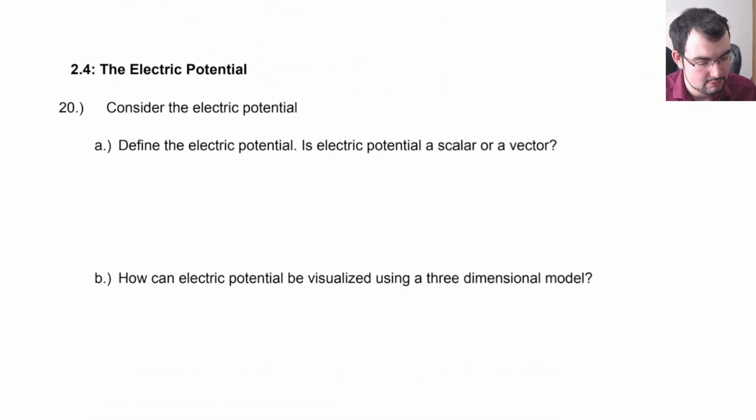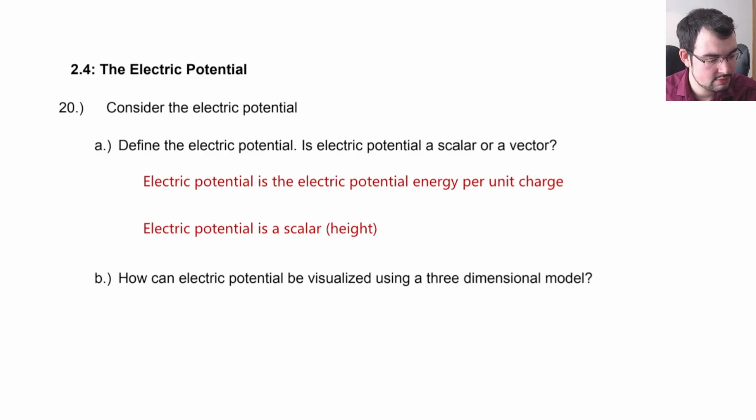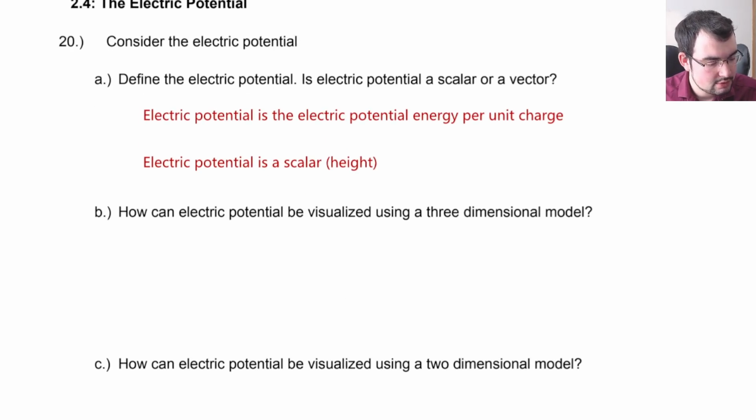All right, potential. What is electric potential? Is it a scalar or a vector? Well, potential, just like field is force per charge, electric potential is energy per charge. And this is a scalar, and we usually interpret this as a height. So just like field is kq over r squared, potential is kq over r, where we just remove one of the q's from the energy expression.